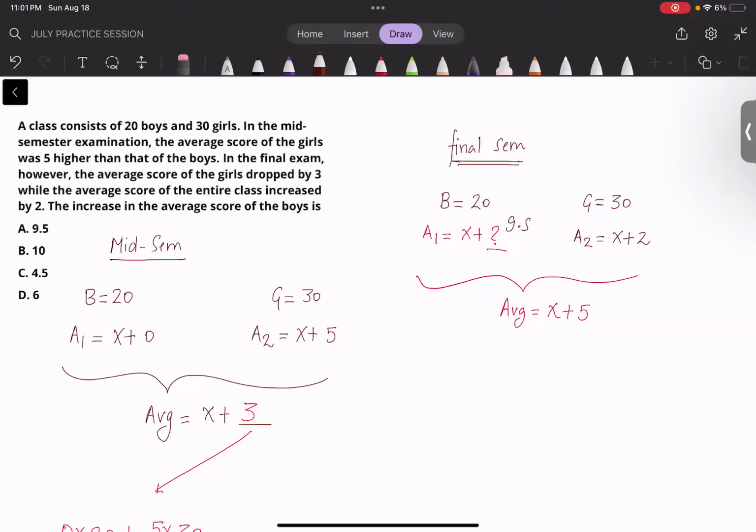Understood, all of you? We don't know any average. I don't know A1, A2, or the overall average in the mid sem or final sem because the x value is unknown. So if the x value is unknown, we can just answer increase or decrease. Nothing else we can answer. We cannot find it, because there is no information. All of you clear with this?